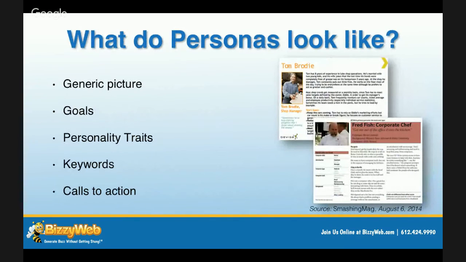Specifically, you're going to put together a persona that's going to look kind of like this. Smashing Mag had a great article on examples of marketing personas. So if you check that out from last August, it's a great example. But you're going to have a generic picture of a person. You're going to list their goals in life, their personality traits, the keywords that they'll search for, and the calls to action that would be most likely to elicit your desired response. Call now, buy today, subscribe to my newsletter, fill out this form, give us a free trial, download this white paper. Whatever that is going to be is what you're going to try and use for your marketing.